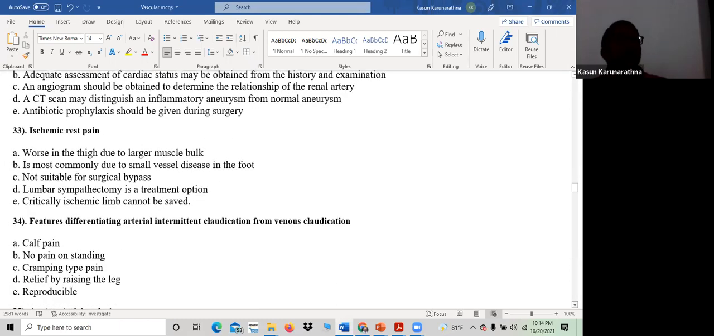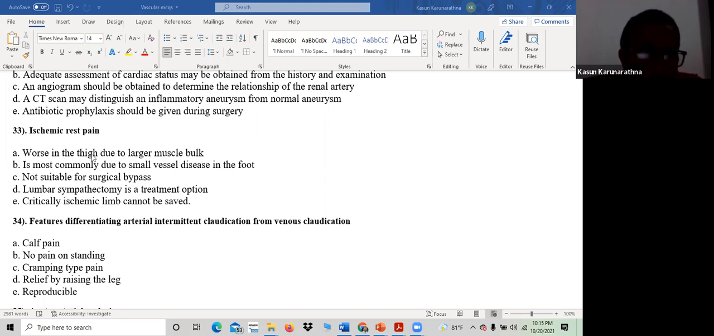Then 33 regarding rest pain. Worse in the thigh due to larger muscle bulk. Yes, it's usually rest pain in the forefoot, right? Because that is the most distal part, no? So that will be the part which gets ischemia at rest. It is the first part of the limb which gets pain at rest due to critical limb disease. So at the initial presentation of rest pain, the patient will have forefoot pain. If they get rest pain at the thigh level, that means it should be severe occlusion. The limb should be dead by then, right?